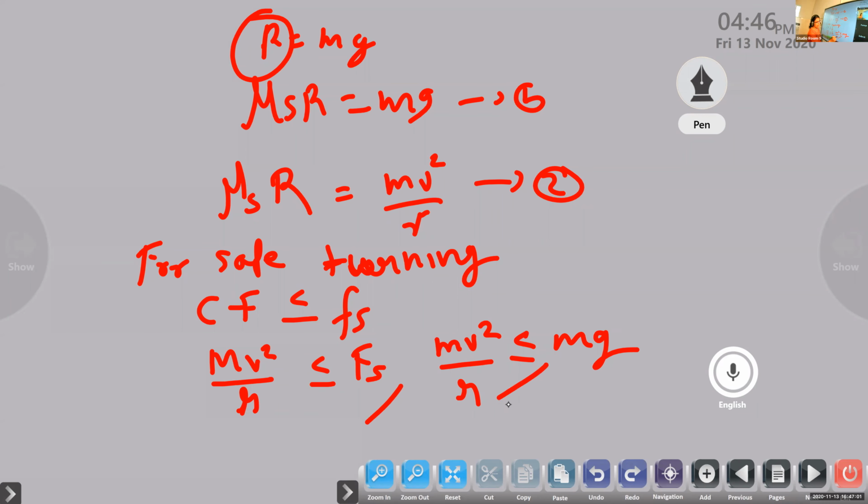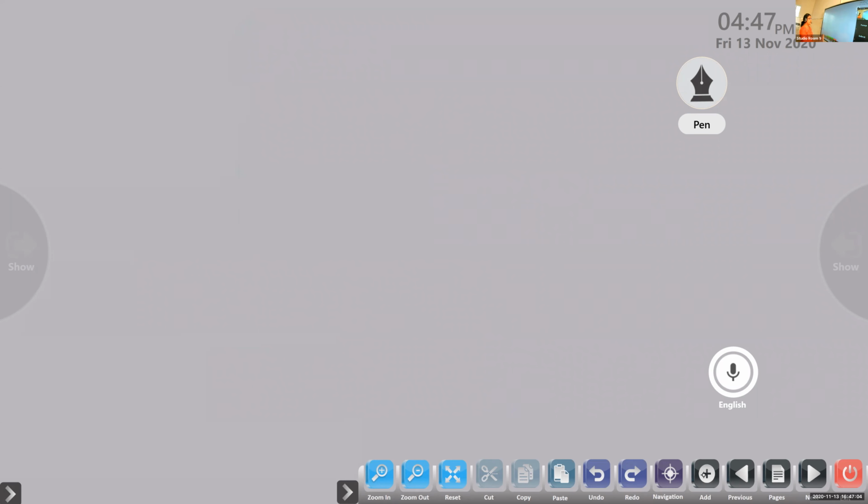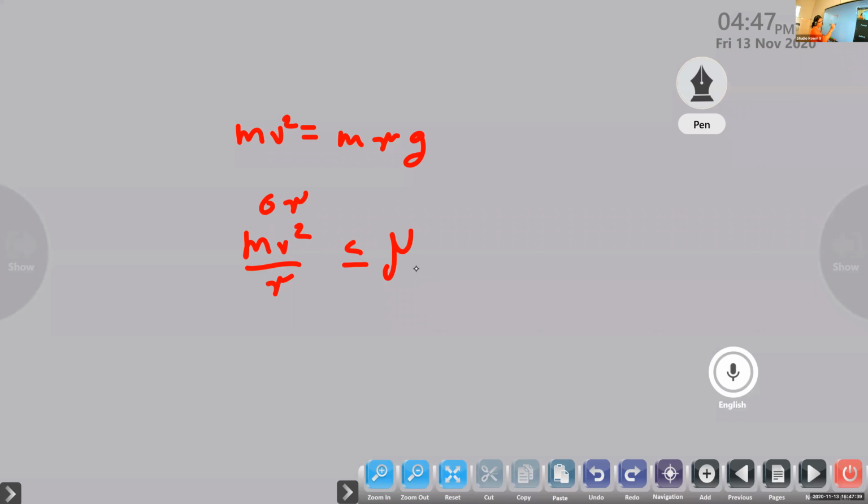Now cross multiply the equation, then you will get mv squared is equal to mrg, cross multiply. Okay, or we can also write mv squared less than or equal to, by multiplying with the coefficient of friction. We can modify the same equation once again.